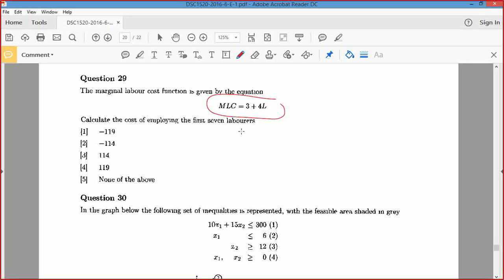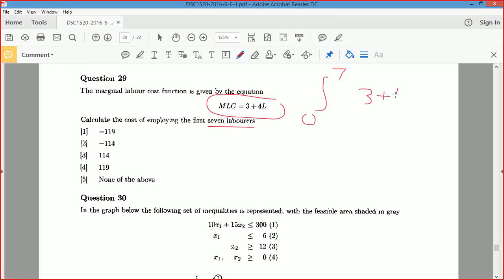I actually don't know. We need to work out the total cost, right? Because they said here the marginal labor cost. So marginal means the next laborer. They said calculate the cost of employing the first 7 laborers. So from laborer 0 to laborer 7.